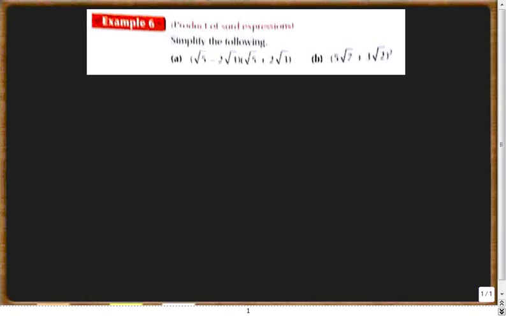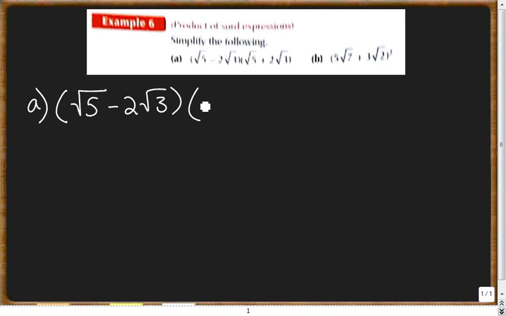Okay, sorry again for the fuzzy graphics, but we're back at example 6, and it's asking us to simplify the following, like last time. Part A says, what if we have the square root of 5 minus 2 times the square root of 3 times the square root of 5 plus 2 times the square root of 3.